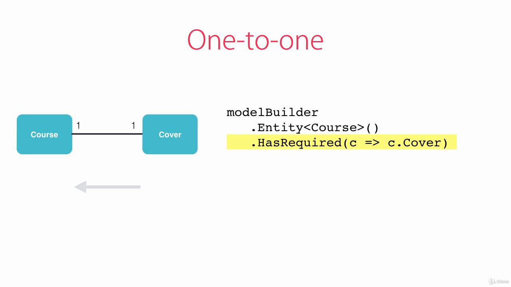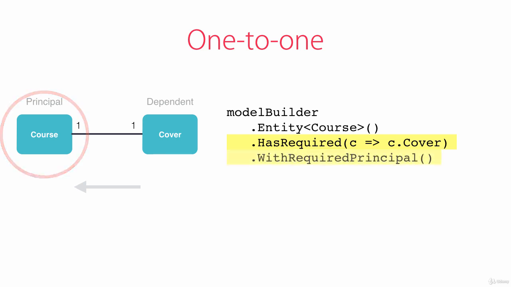We cannot have a cover without having a course in the first place. In Entity Framework, parent and child are referred to as principal and dependent. So principal means parent, dependent means child. So back to our configuration, we are going from right to left. So the end of this relationship is the principal end. So we're going to call the WithRequired Principal method. And we can supply a lambda expression that specifies the name of the target property. So in this case, c is short for cover. So in the cover class, we have a property called Course.